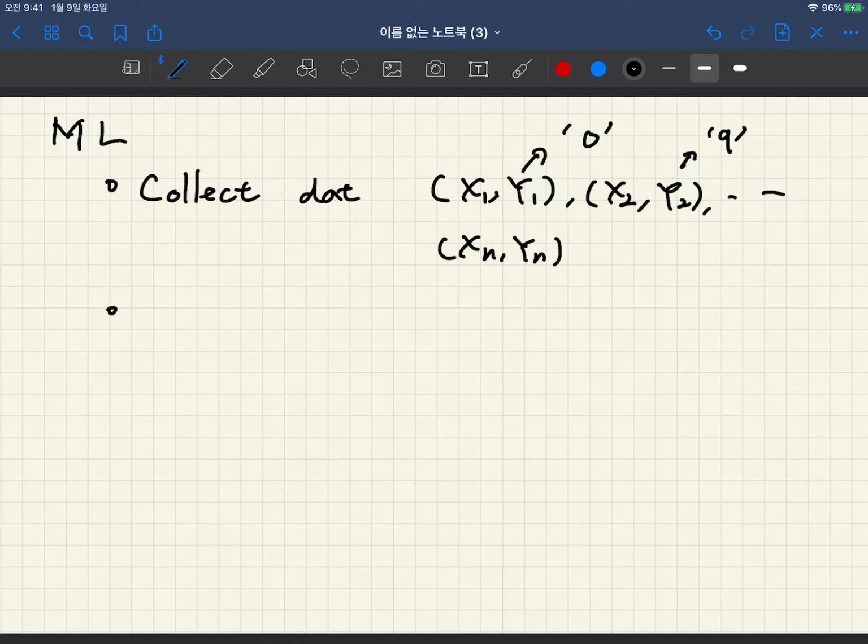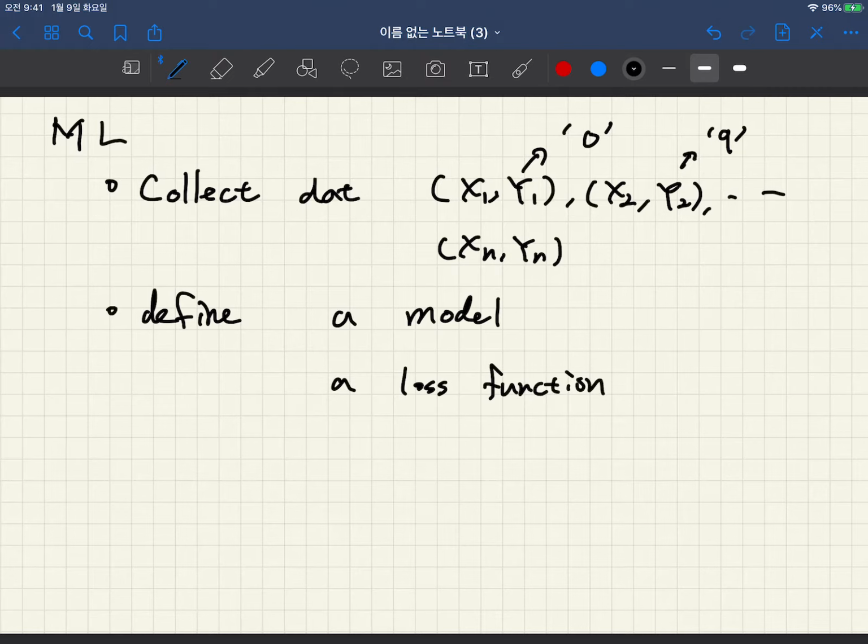And then we have to define a model that can map from input to output. And we have to define a loss function to assess your model's output accuracy. And then we have to optimize the loss function. That is the training process of your model.